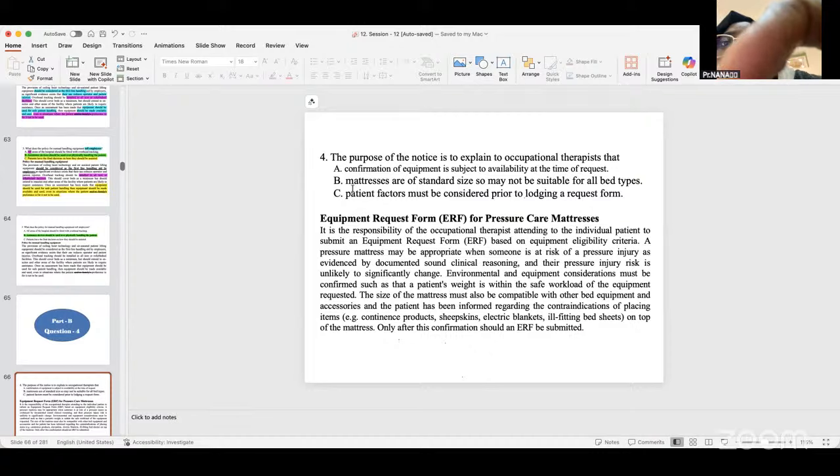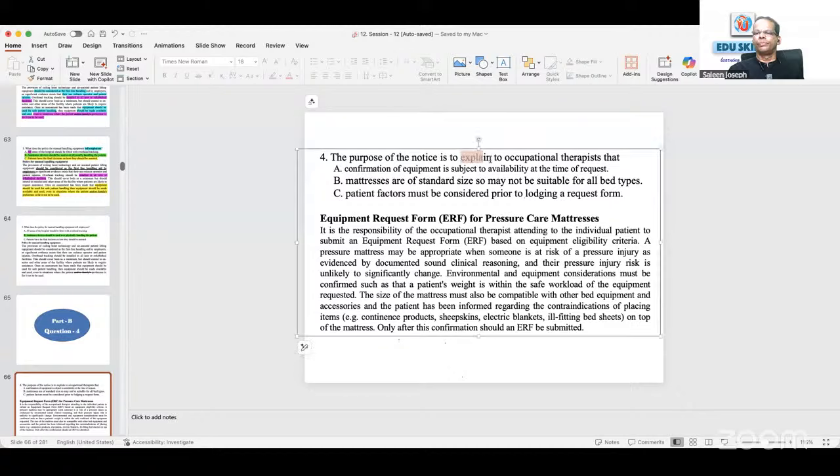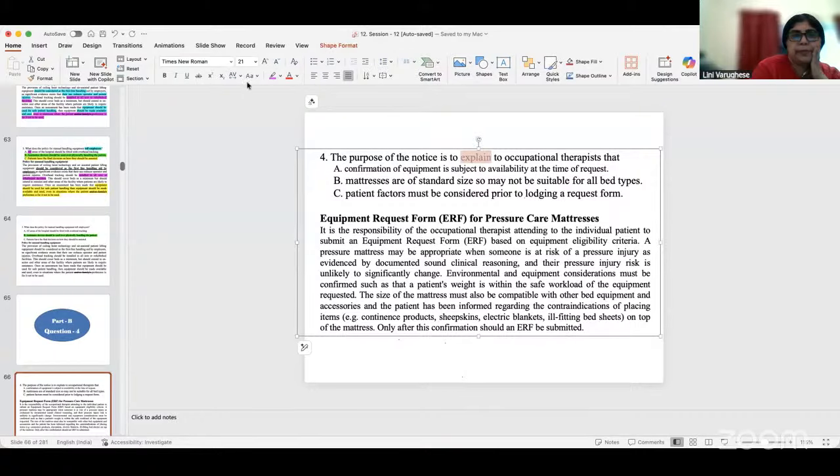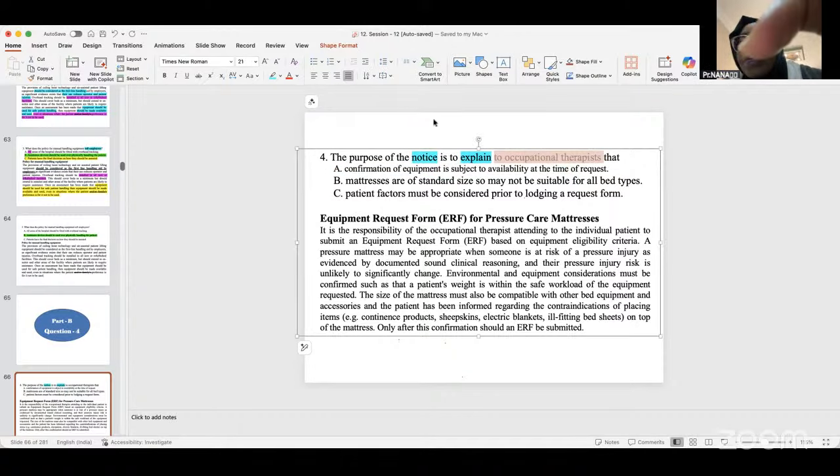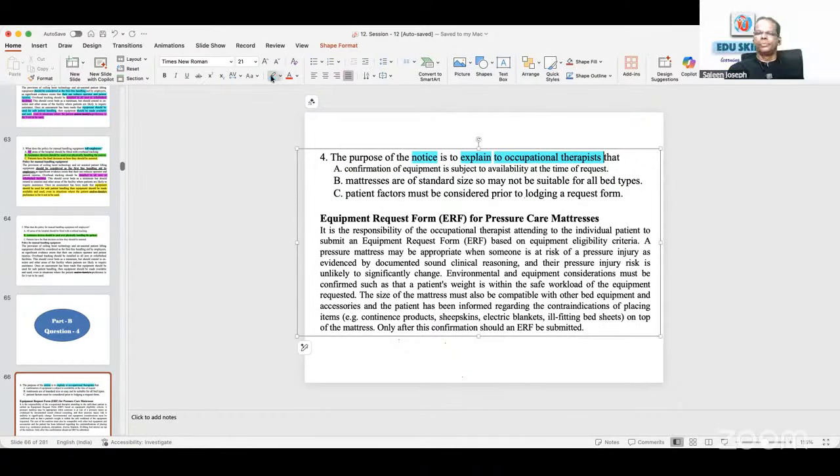The purpose of the notice is to explain to occupational therapists that. Notice, you can highlight if you want to know which type of text it is. Notice, then to occupational therapists. Option A, confirmation of equipment is subject to availability at the time of request.